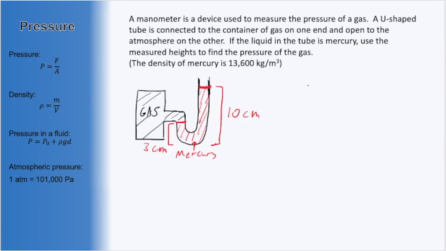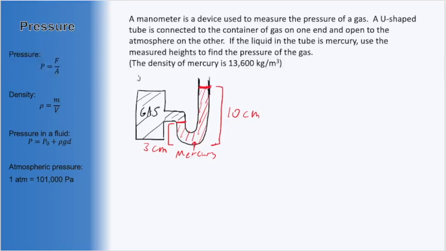Now let's see what a pressure problem involving fluids looks like. A manometer is a device used to measure the pressure of a gas. A U-shaped tube is connected to a container of gas on one end and open to the atmosphere on the other. If the liquid in the tube is mercury, use the measured heights to find the pressure of the gas. Note that the density of mercury is 13,600 kilograms per meter cubed.